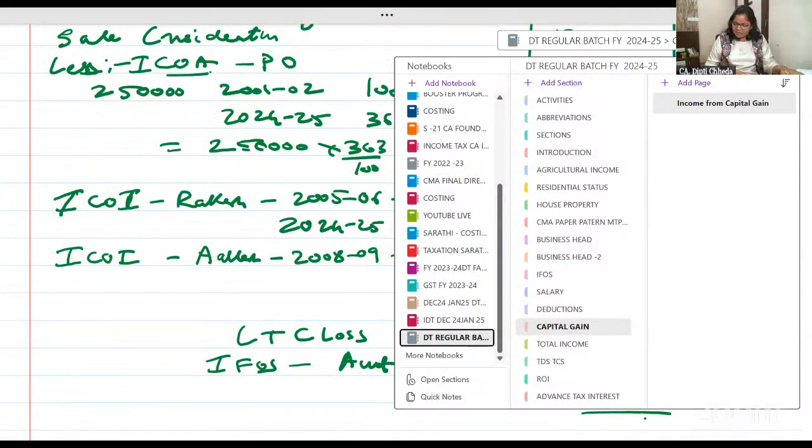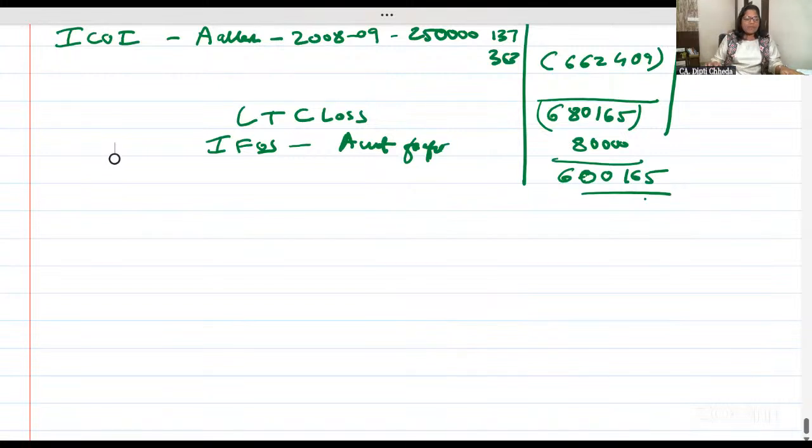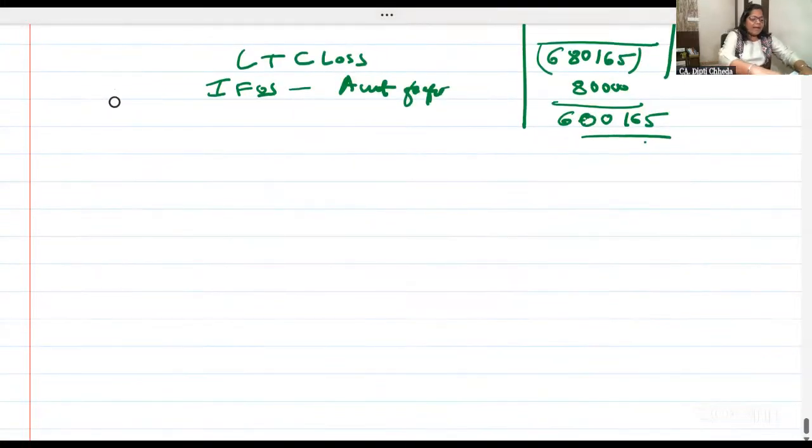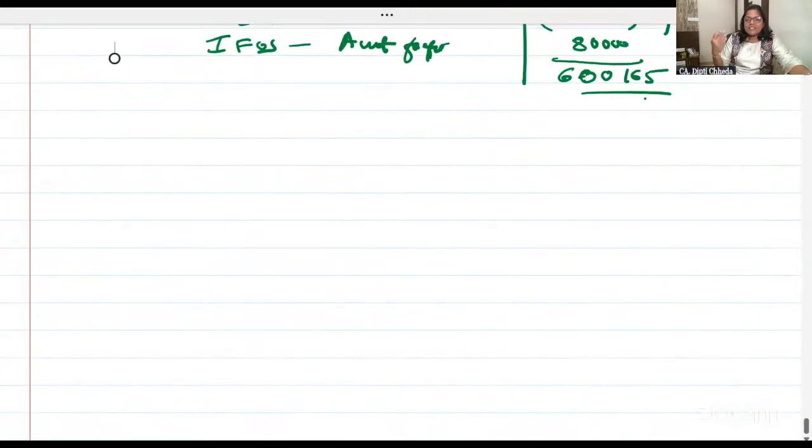Now, first I want you all to go to your notebook and Park, how do you get the capital gain? This was the paper pattern of costing we were discussing yesterday. So where does the capital gain come? Let us write it. Some capital gain exemptions are there from long term, some are there from short term.